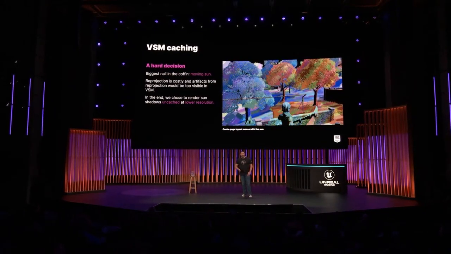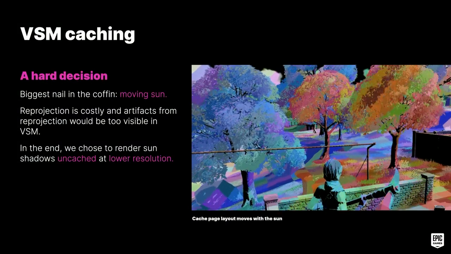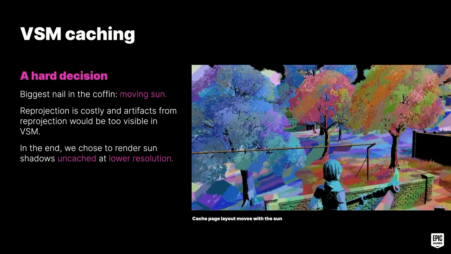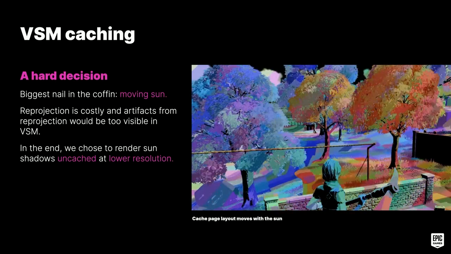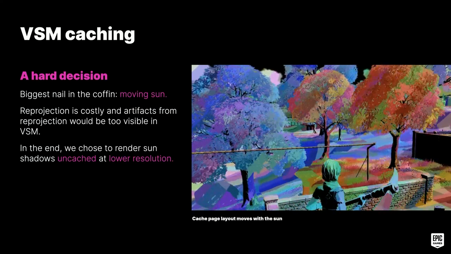The bigger problem we'd have to solve would be to reproject the entire cache when the sun moves. The cost of reprojection itself is prohibitive, and the resulting artifacts would be too noticeable due to VSM's filtering scheme and high resolution. At the end of the day, we made the tough decision to disable caching for sun shadows, and we lowered the resolution to compensate.